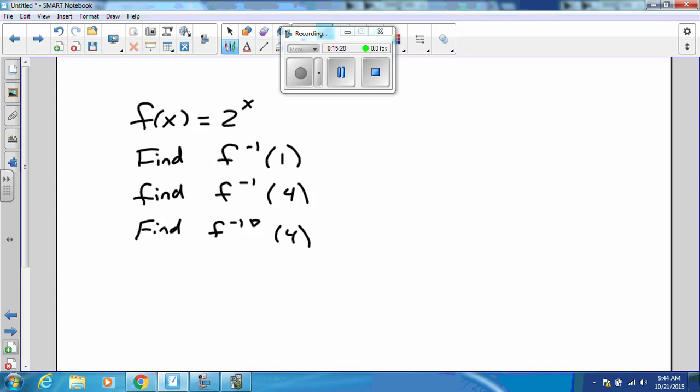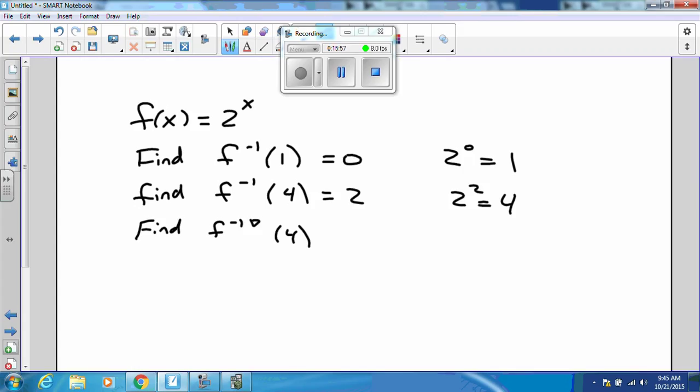Charlie, what's f inverse of 1? 0. All right, because 2 to the 0 is 1. So here you had to reverse engineer. You had to ask yourself, what x value would give me 1 when I plug in? Using that idea, what is f inverse of 4, Philip? Exactly, same reason. 2 squared is equal to 4.